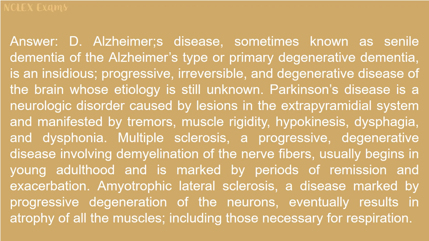Parkinson's disease is a neurologic disorder caused by lesions in the extrapyramidal system and manifested by tremors, muscle rigidity, hypokinesis, dysphagia, and dysphonia. Multiple sclerosis, a progressive, degenerative disease involving demyelination of the nerve fibers, usually begins in young adulthood and is marked by periods of remission and exacerbation. Amyotrophic lateral sclerosis, a disease marked by progressive degeneration of the neurons, eventually results in atrophy of all the muscles, including those necessary for respiration.